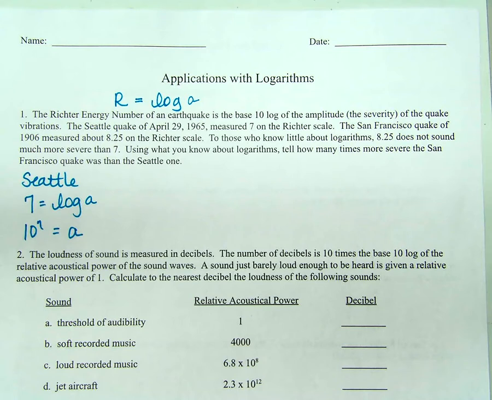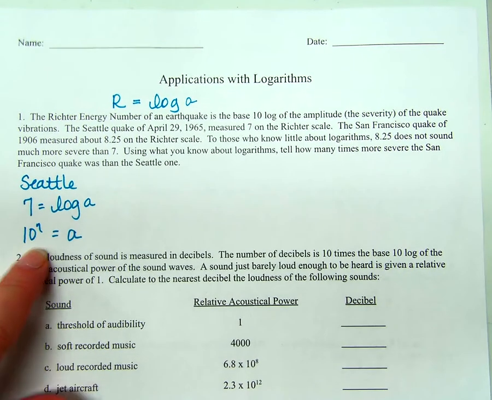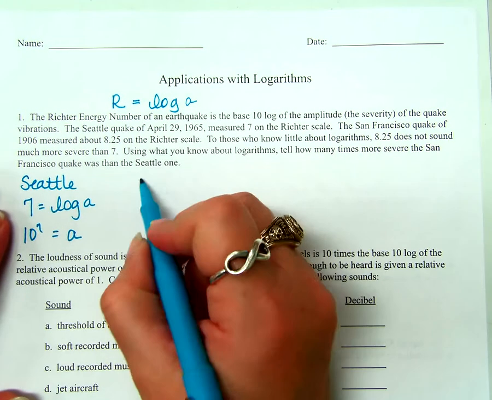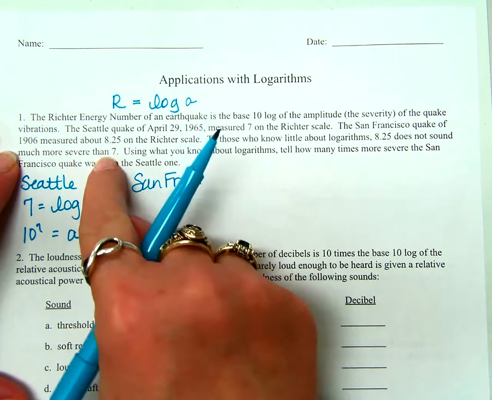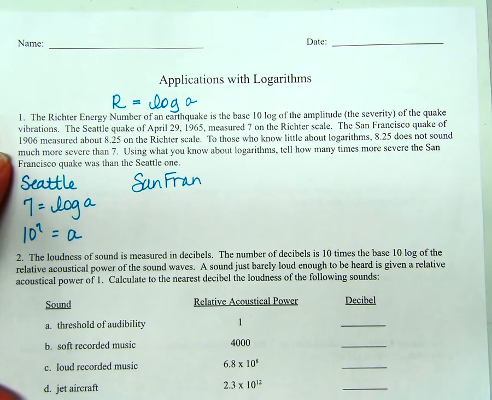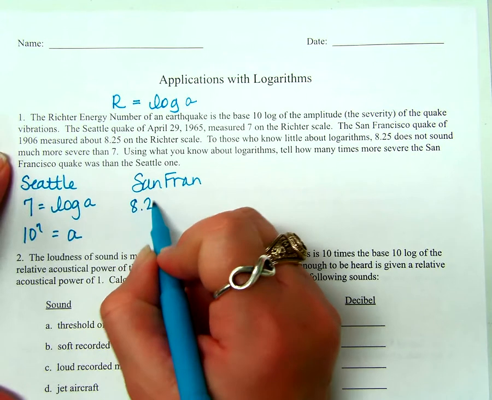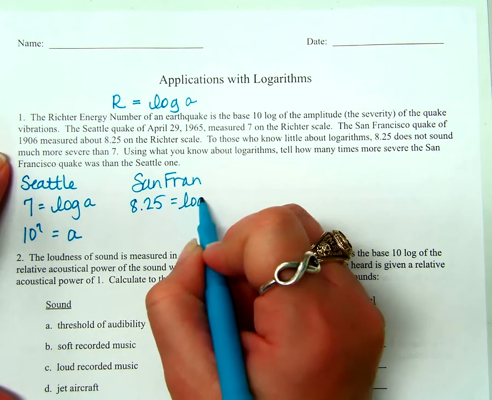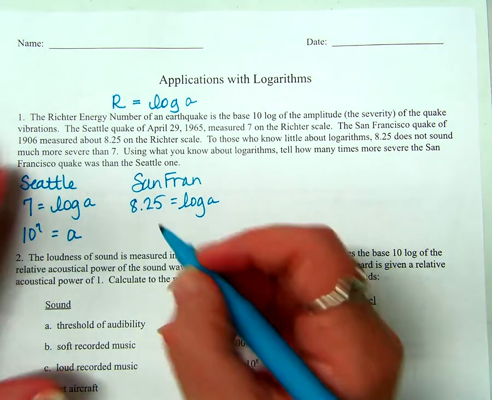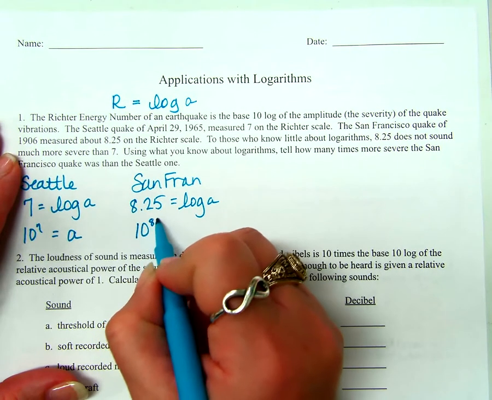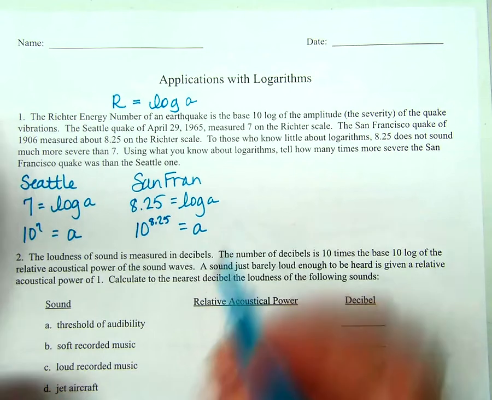Now, I'm going to go ahead and leave that 10 to the 7th power because actually writing 1 with 7 zeros after it's not going to make much sense to us, is it? This is going to make more sense. Okay? What about San Francisco? The San Francisco earthquake of 1906 measured about 8.25 on the Richter scale. So 8.25 equals log of A. How do I solve for A there? Good, same way. So 10 to the 8.25 equals A.